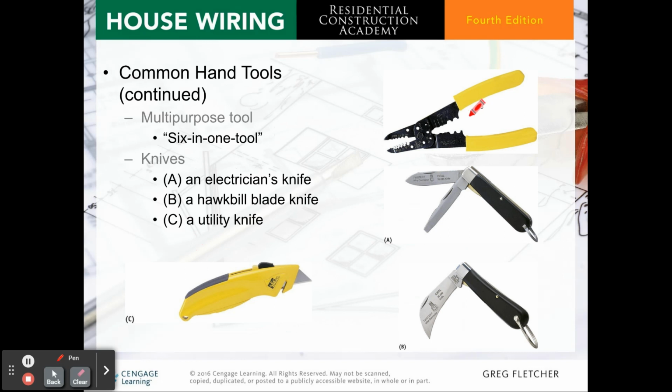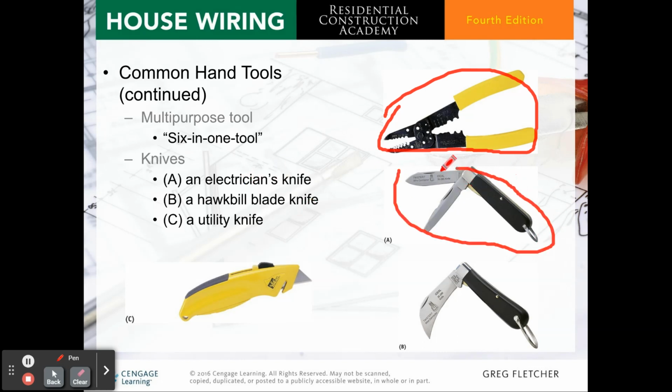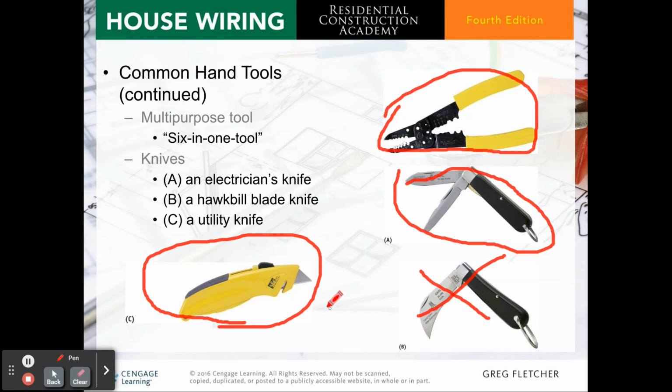Other common hand tools: this is a 6-in-1 tool. We won't be using those too much in this lab. There's also an electrician's knife, which it has here. Again, we really won't be using those. A hawkbill blade knife, we don't have those in lab. And a utility knife, which you should be familiar with.